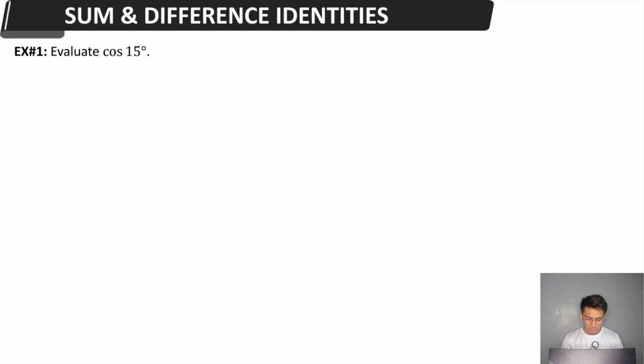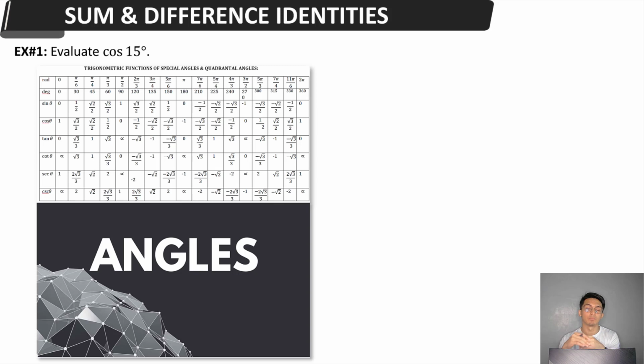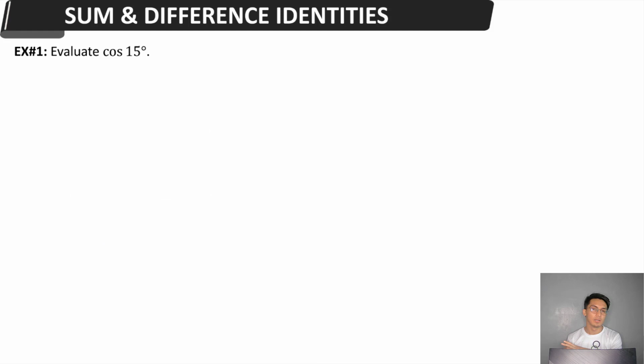Example number 1, evaluate the value of cosine 15 degrees. Meron na tayong given na table from our previous lessons, yung isang table for special and quadrantal angles. Meron na tayong value doon. Pero what if wala tayong exact value, like for this example, we have given cosine 15 degrees. So gagamitin natin ang sum and difference identities. One technique para ma-apply natin sum and difference identity is to separate this 15 degrees. Pero dapat, kung ipag-iwalay natin into two parts, pwedeng pa-addition, pwedeng pa-subtraction, dapat equal pa rin siya sa 15.